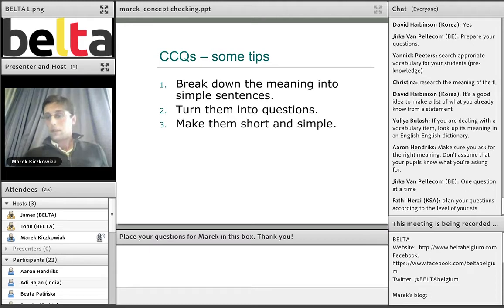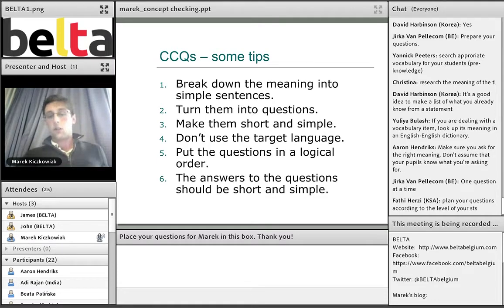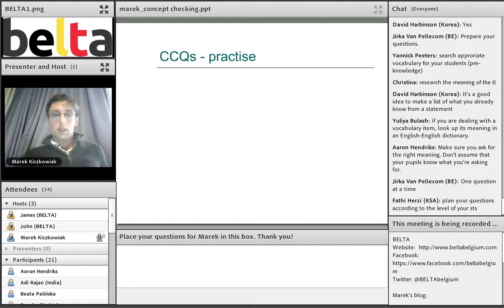And they should probably be short and simple, if possible. And don't use the target language, as we were saying before. And put the questions in a logical order. And the answers should be short and simple. They should be obvious. I think David mentioned before open-ended questions, and we'll discuss them as another concept checking technique later on. But when it comes to CCQs, it would be best if there were either one-word answers or yes or no answers to those questions, and the answer is very obvious. It's not a sort of philosophical question. Okay. Let's do some practice then, shall we?